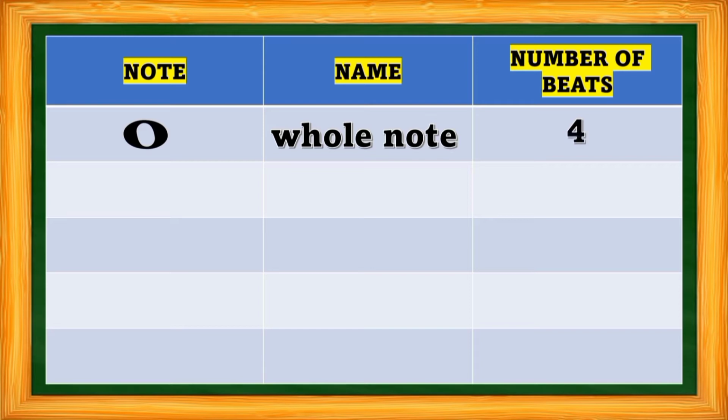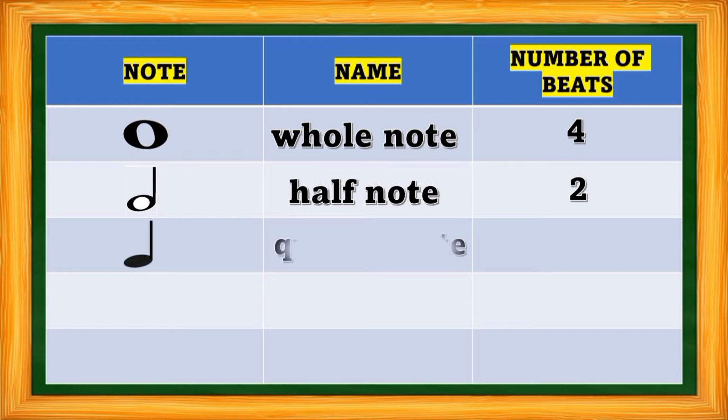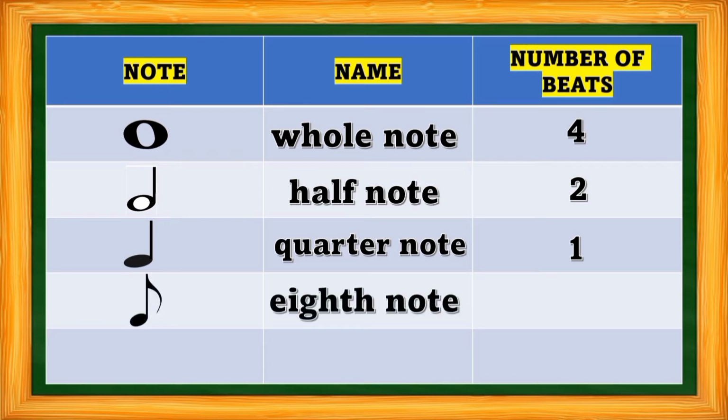The second one is like the, that is half note. Number of beats, 2. The third one is like a shaded circle with a stem, or what we call the quarter note. The number of beats, 1. The fourth one is like the shaded note with flag or beam is what we call eighth note.